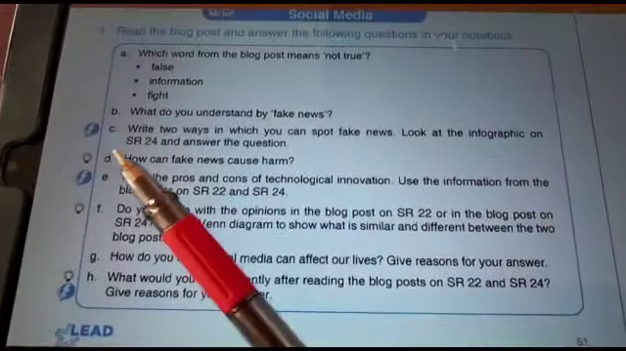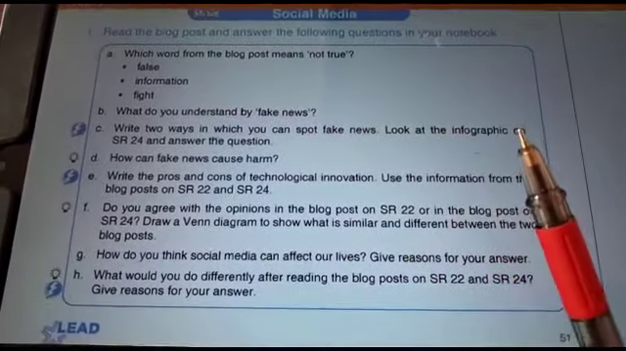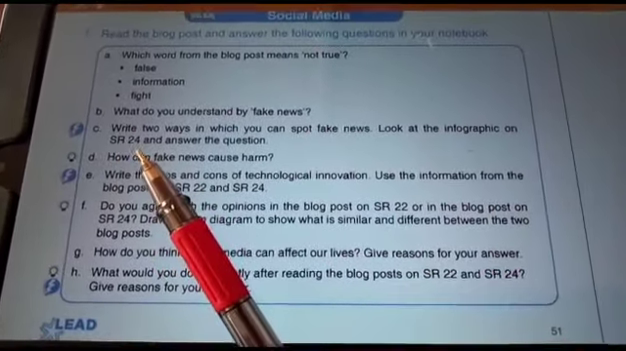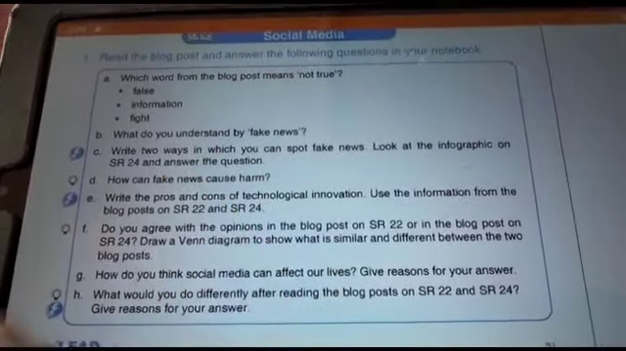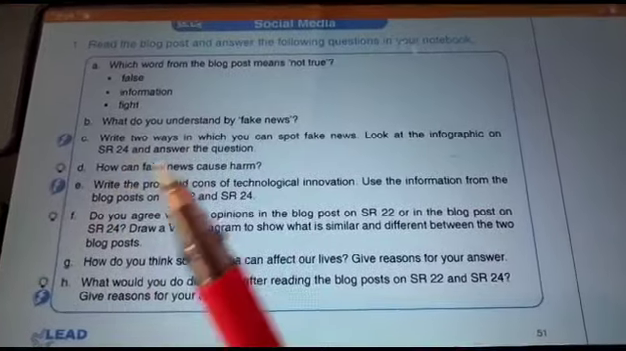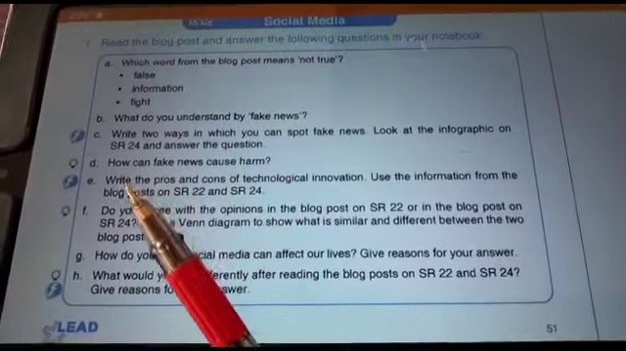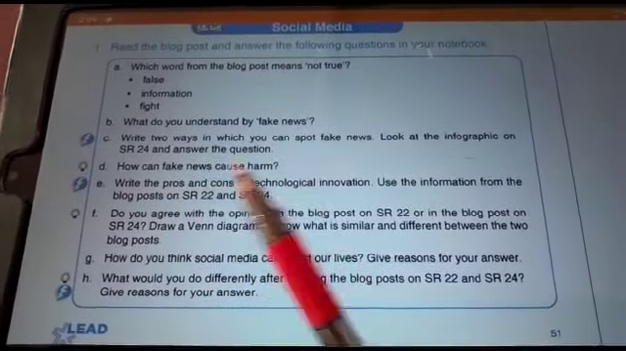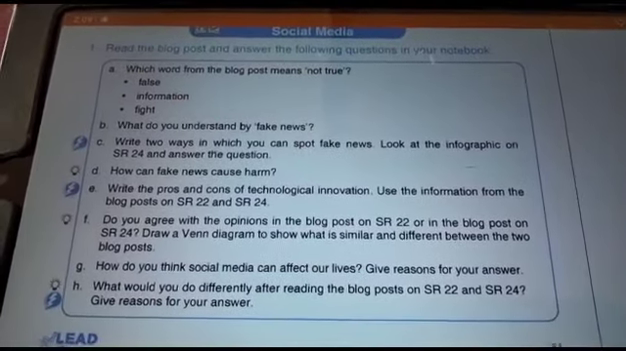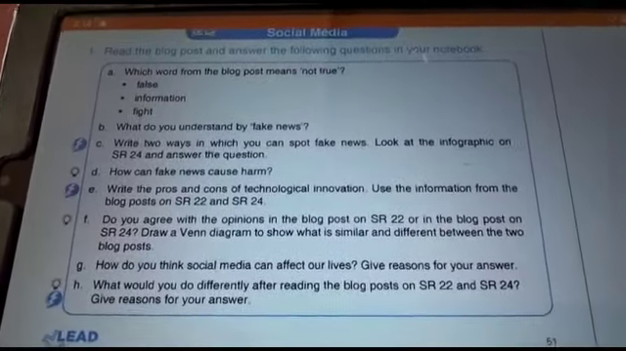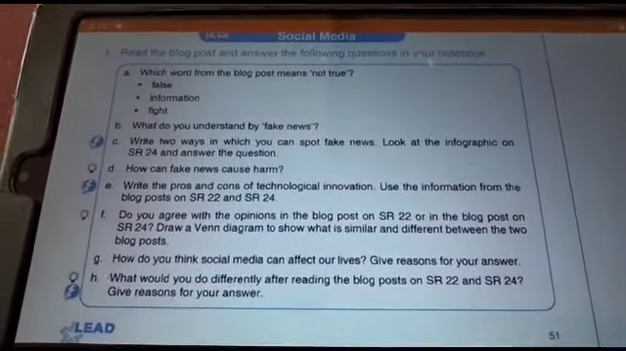So then the C question, write 2 ways in which you can spot fake news. Look at the infographic on SR24. Take your SR24, look at the infographics and answer the questions. You have to write only 2 ways. And D question, how can fake news cause harm? So what is the answer of this question? Nice. If people start taking actions based on fake news, it can cause a lot of harm.